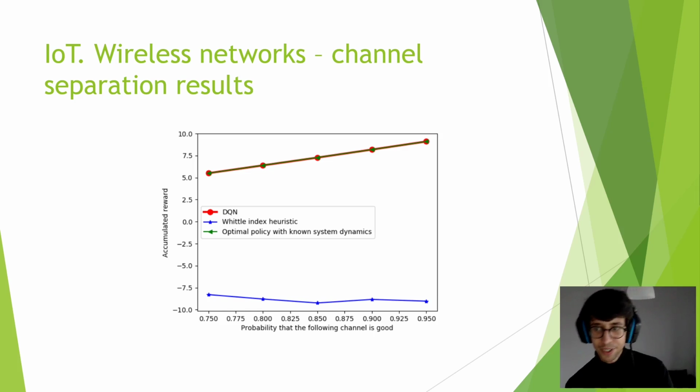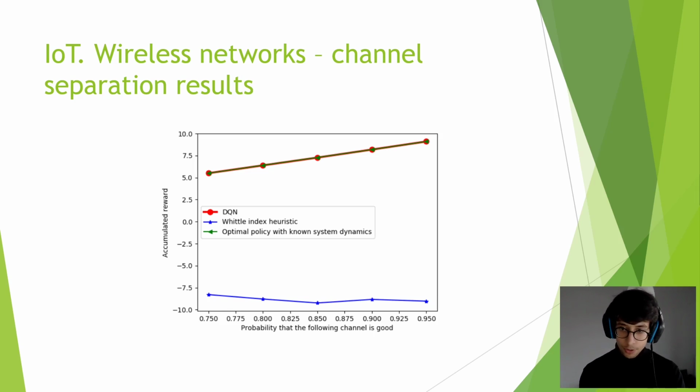The authors then compared the results of the agent with a commonly used heuristic called the Whittle index, and with the policy optimal to the tested setup. The optimal policy was created with full knowledge of the system dynamics so that it actually chose the best possible action at each point in time.